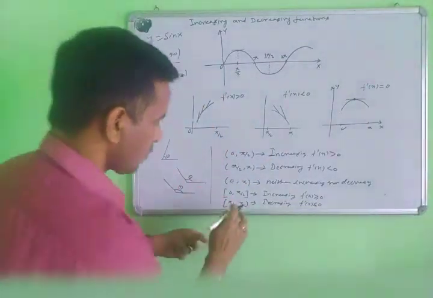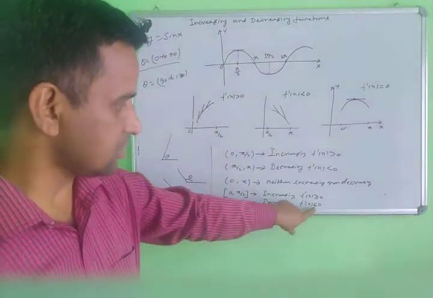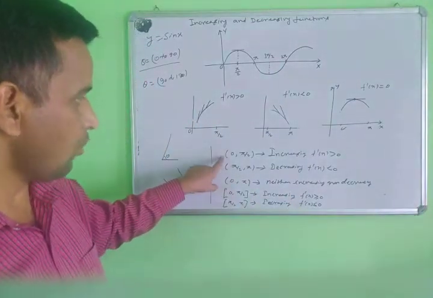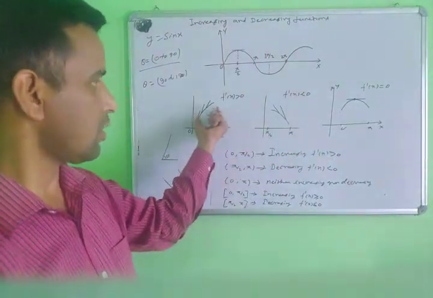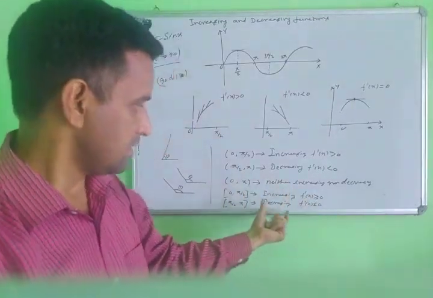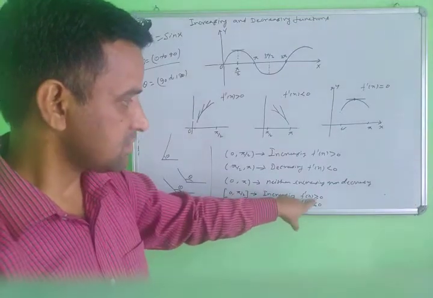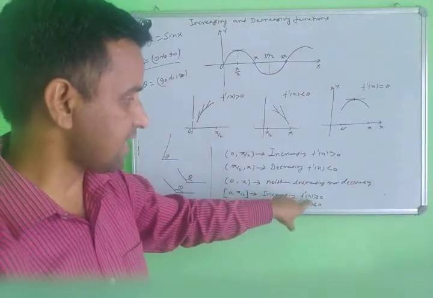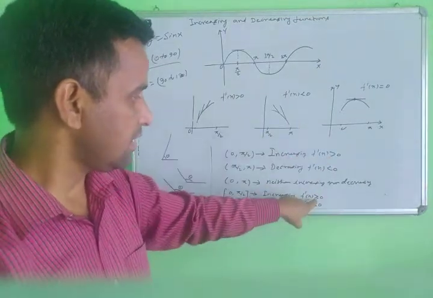Suppose you are taking the closed interval, then use the equal sign here. When using the open interval, don't use the equal sign, which means the ending limit is not counted. Closed interval means the ending limit is also included. This equal sign, f dash x greater than or equal to 0, the same thing happens here, using only the equal sign.